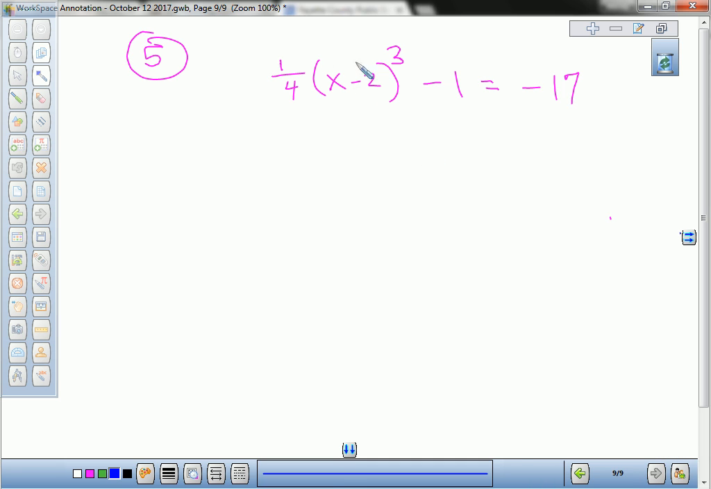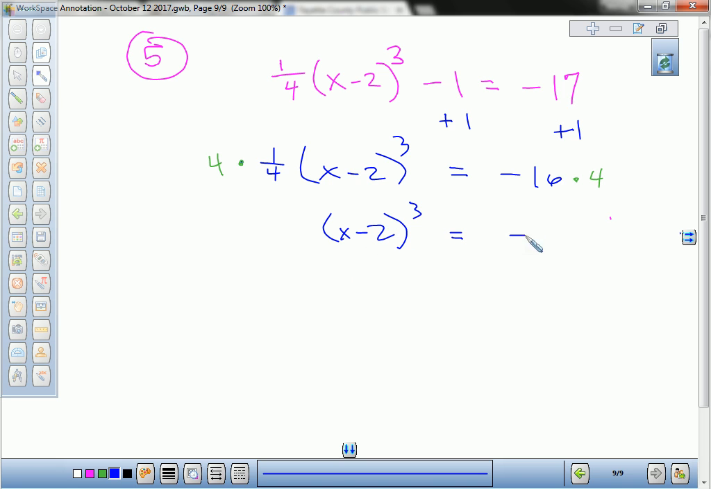Okay, so we're trying to solve for x. What goes first? The plus one. Okay, now I have a fraction. Anytime you have a fraction, you multiply by the reciprocal. What is the reciprocal of 1/4? 4. So I would multiply both sides by 4. But anytime we have a fraction, we would just multiply by the reciprocal. So this gives me x minus 2 cubed equals negative 64.